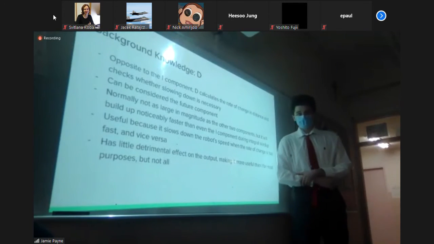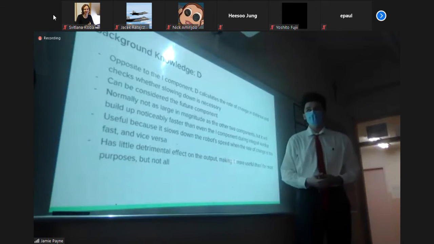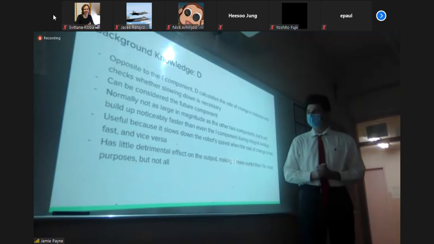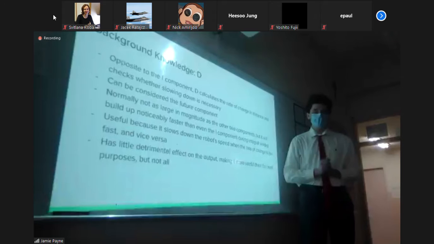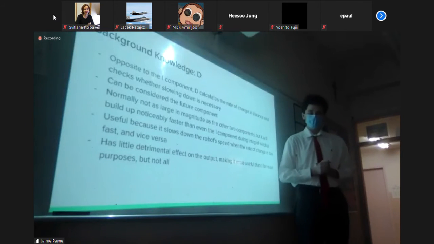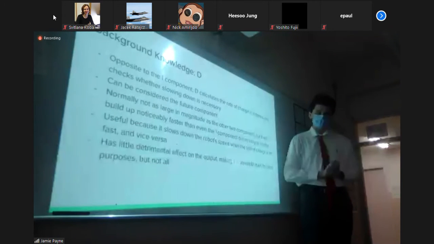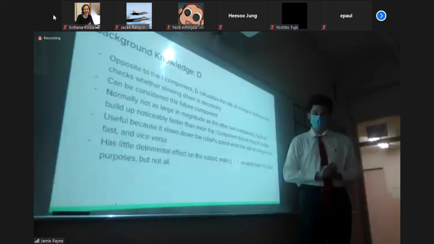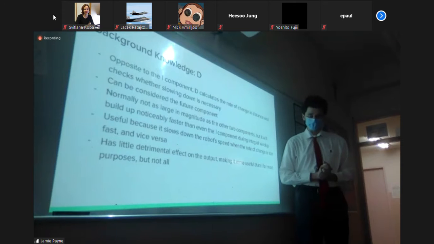Then the D component. Now I know the algorithm is PID and all, but there is a reason why D comes first when it comes to tuning. Opposite to the I component, the derivative component calculates the rate of change in distance and checks whether slowing down is necessary. It can be considered, in a sense, as the future component. It's normally not as large in magnitude as the other two components, but it will build up noticeably faster than even the I component during integral windup. And believe me, that is fast.